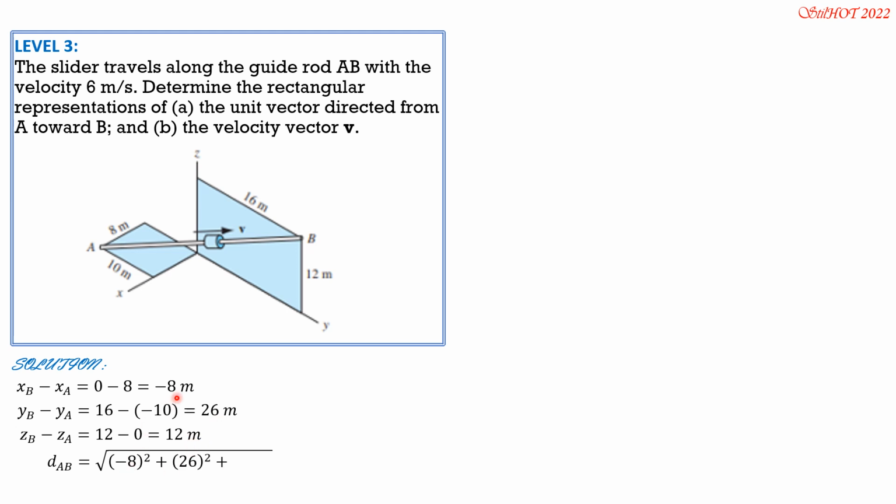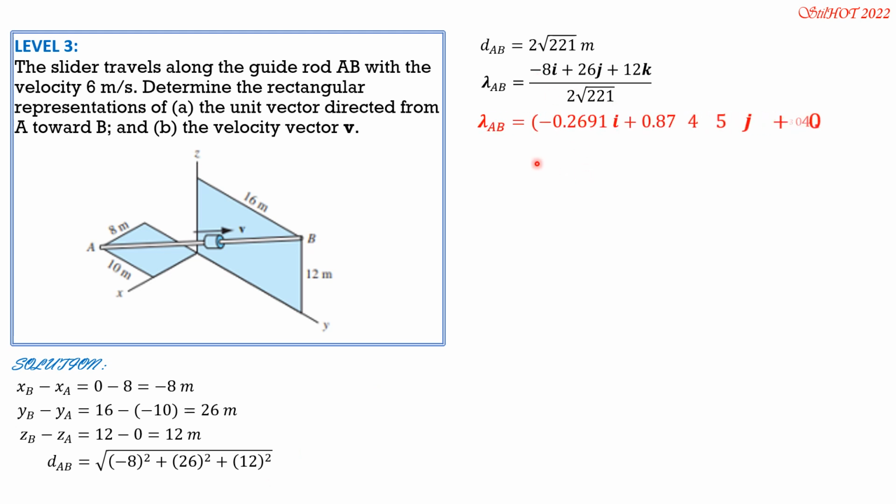You don't need to put the negative sign, but this is the guide for ijk later. So distance AB is equal to 2 square root of 221 meters. So we can now have the unit vector. Lambda of AB is negative 8i plus 26j plus 12k all over distance 2 square root of 221. Then expressing in decimal form, that's the unit vector AB: negative 8 over 2 square root of 221, 26 over 2 square root of 221, 12 over 2 square root of 221.